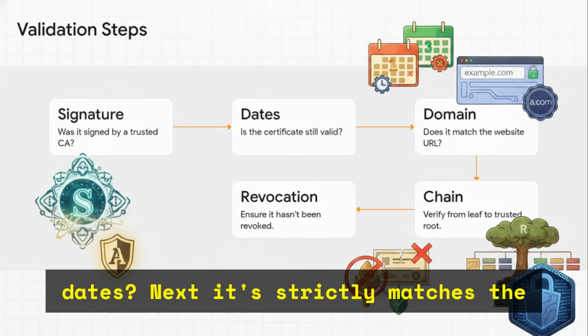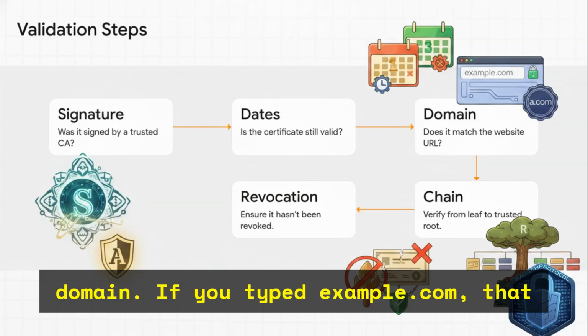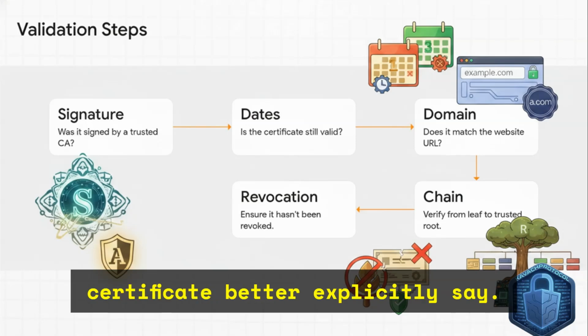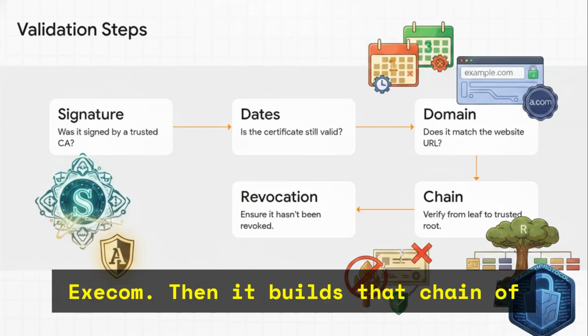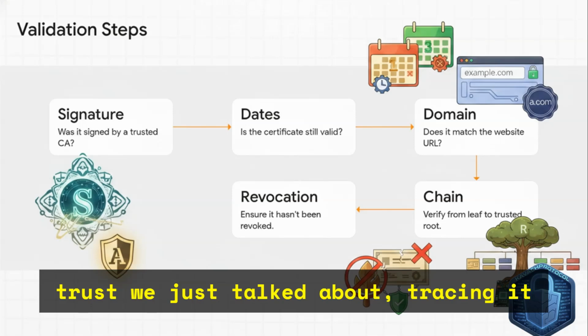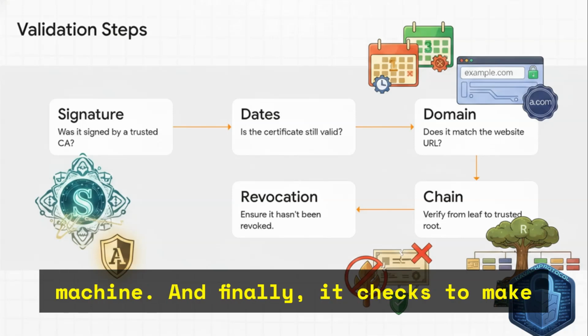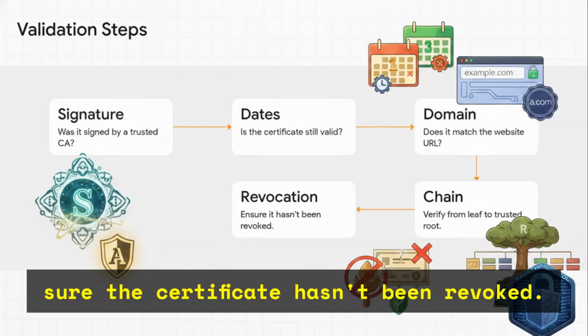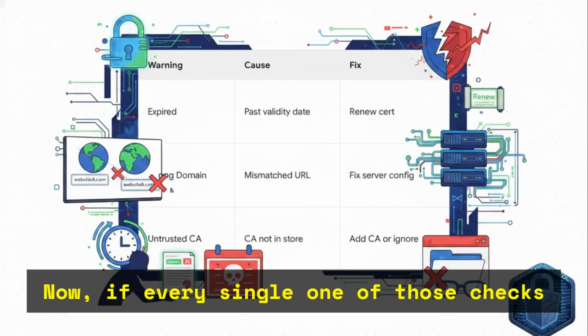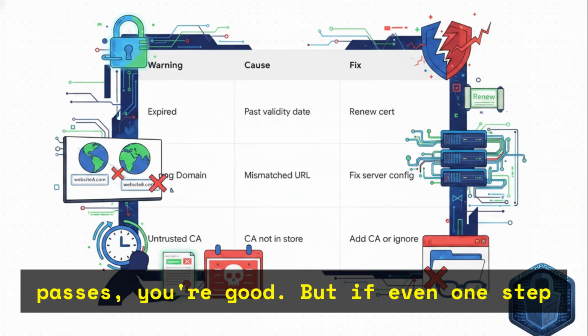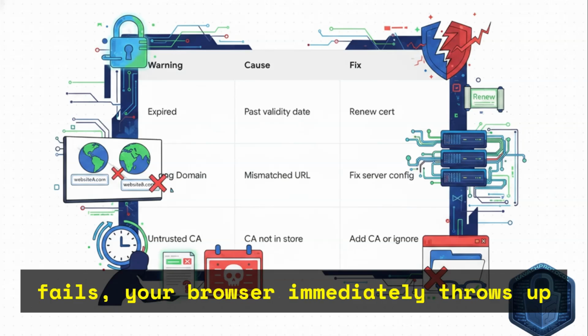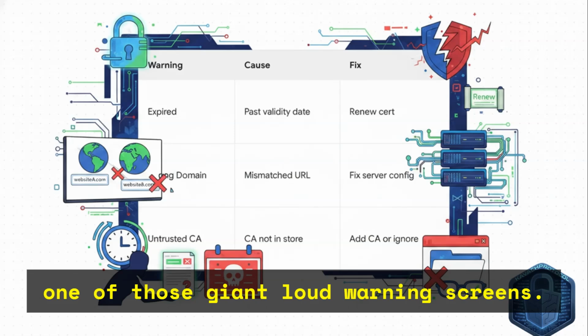Next, it strictly matches the domain. If you typed example.com, that certificate better explicitly say example.com. Then it builds that chain of trust we just talked about, tracing it all the way back to a root on your machine. And finally, it checks to make sure the certificate hasn't been revoked. Now, if every single one of those checks passes, you're good. But if even one step fails, your browser immediately throws up one of those giant loud warning screens.